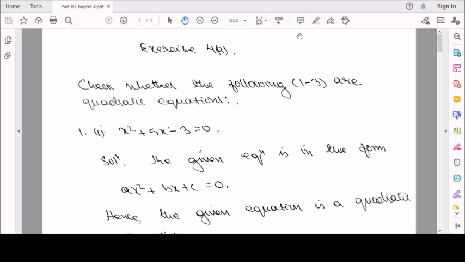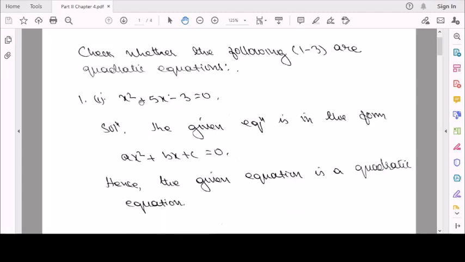The first one is given to be x square plus 5x minus 3 is 0. Now we have to check whether this given equation is a quadratic equation or not. Solution: the given equation is in the form of ax square plus bx plus c. If you look at this given equation, it is already in the form of the standard equation ax square plus bx plus c is 0. Hence, the given equation is a quadratic equation.